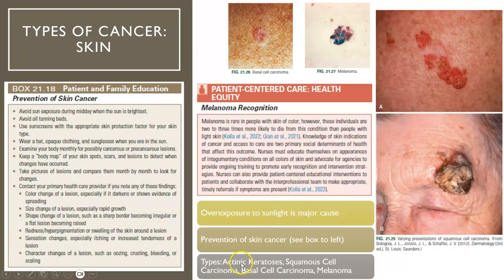So types of cancer that we see are actinic keratosis, which turns into cancer ultimately, squamous cell carcinoma, basal cell carcinoma, and then melanoma.